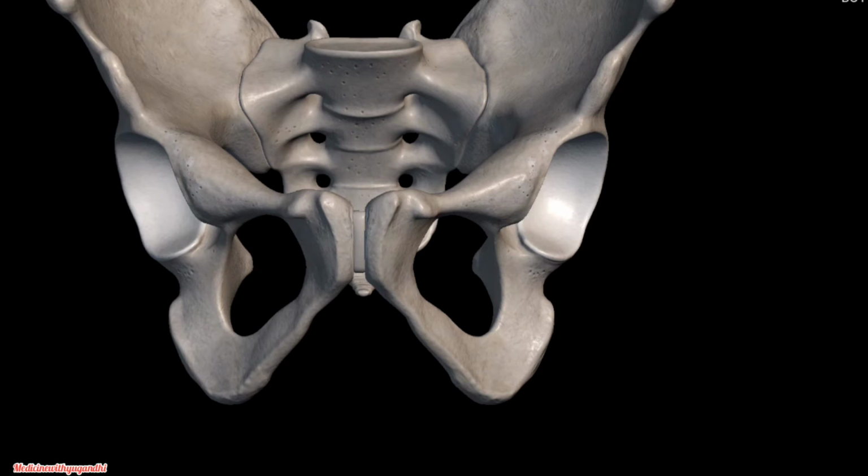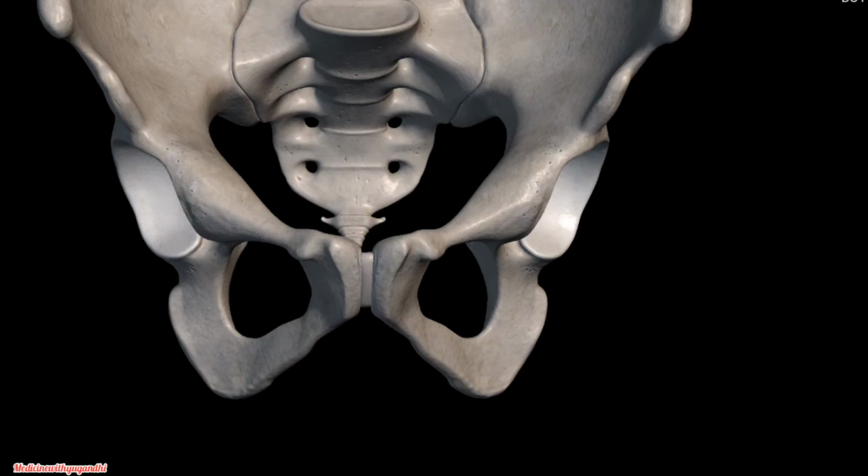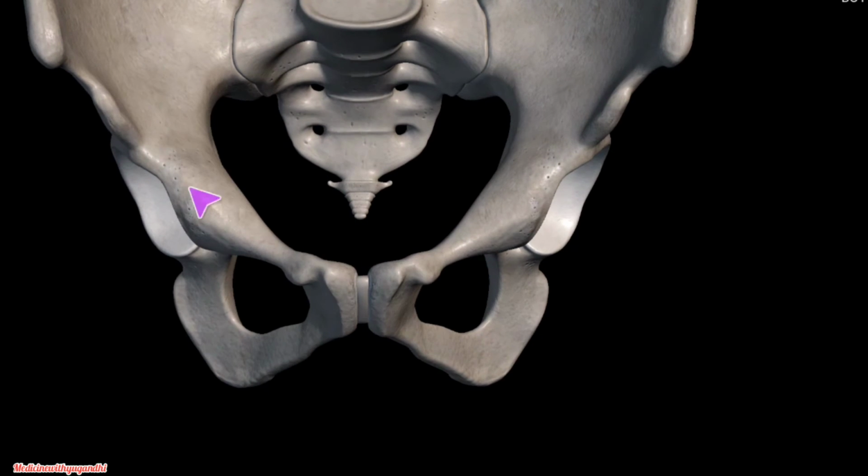Coming to the next part of the pubic bone, that is the superior ramus. The superior ramus of the pubis passes above the obturator foramen. What you're seeing here, this hole, is the obturator foramen. So the superior ramus passes above the obturator foramen and joins with the ilium over the iliopubic eminence. This superior ramus is triangular in cross section and hence it has 3 borders and 3 surfaces.